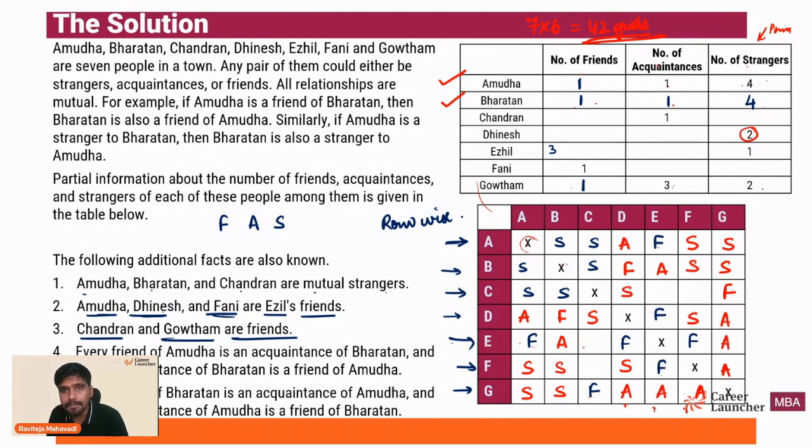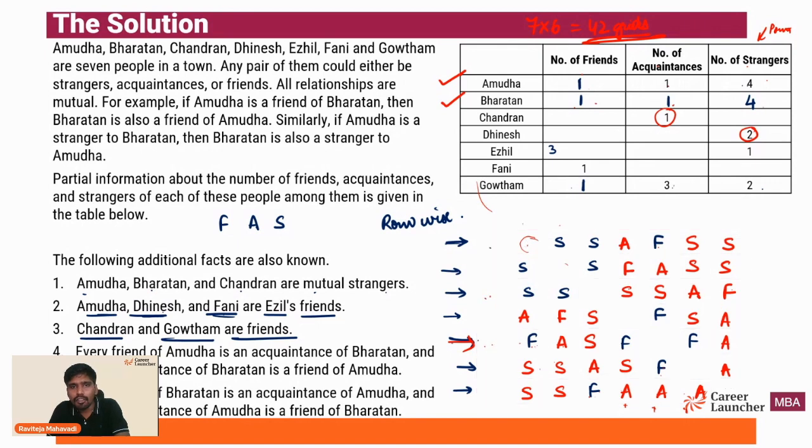Now let us look at E. E needs to have one stranger, and in each row there is only one slot that is empty. So E is a stranger to C. If E is a stranger to C, C is a stranger to E. That being put, what else is required? C needs one acquaintance. So C gets one acquaintance with F. That means F is an acquaintance to C, and we have established the relationship between each and every one of these 7 people. Using whatever little data is given, we can establish that relationship very beautifully.